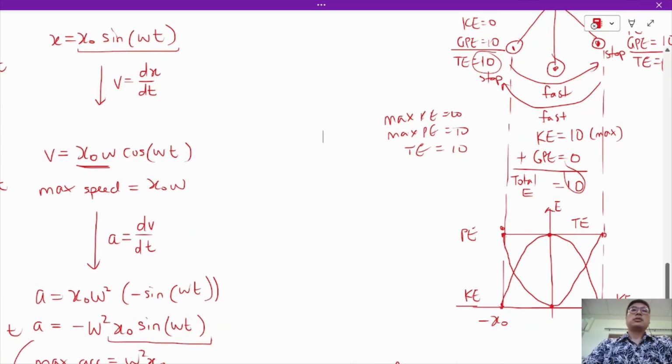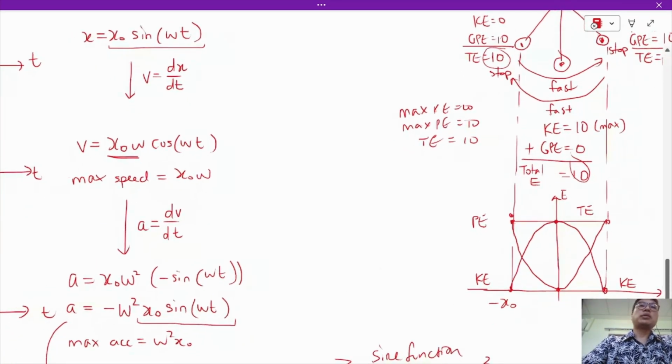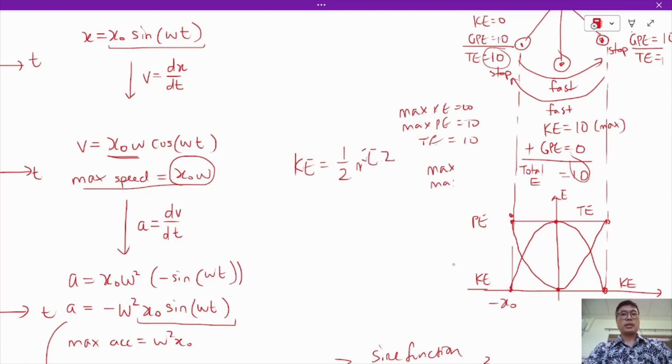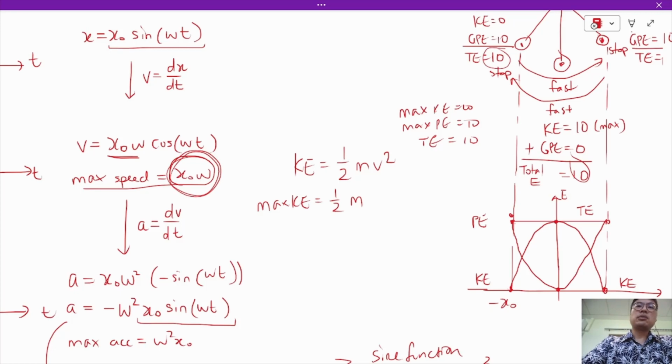There is. Look. Over here, let's take a look at the previous work that we did. The maximum speed of the simple harmonic motion is x naught omega. Now we know that KE is given by the value half mv squared. If we substitute the speed into this equation, we get the maximum KE equals half m omega squared x naught squared. Wow. So we found the maximum KE immediately.